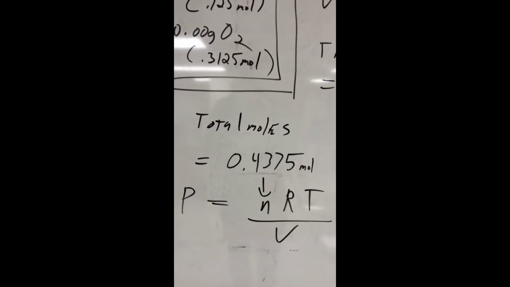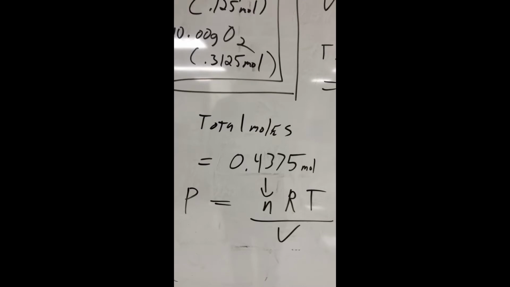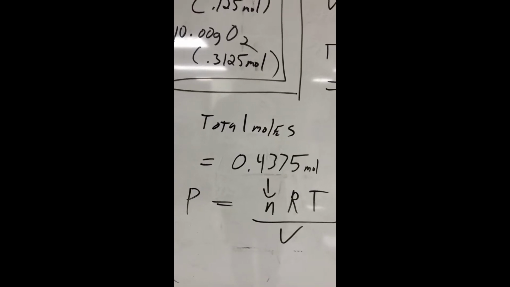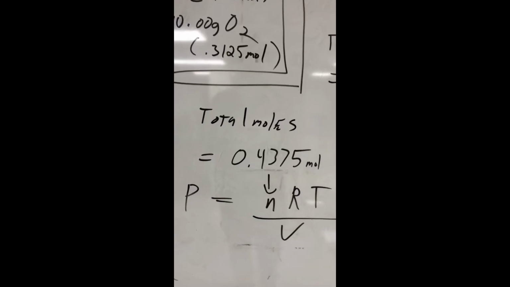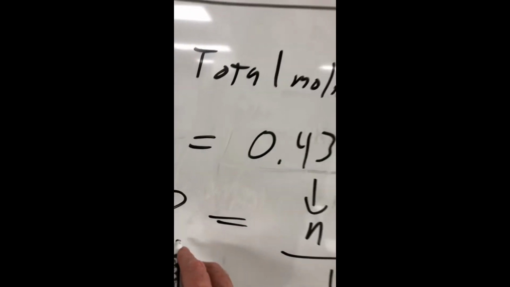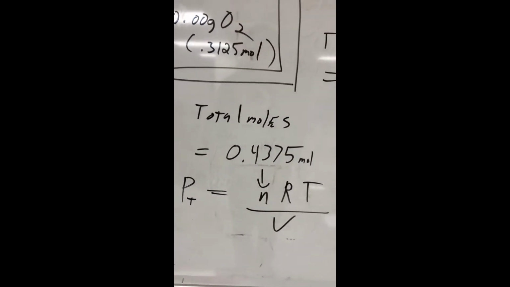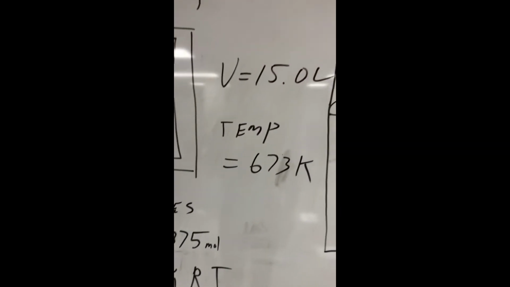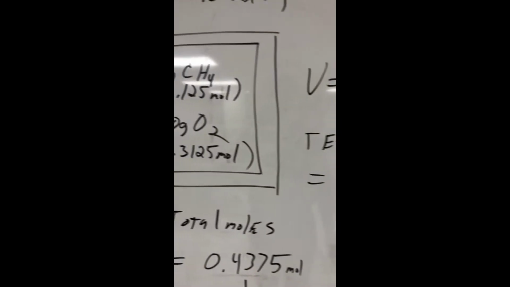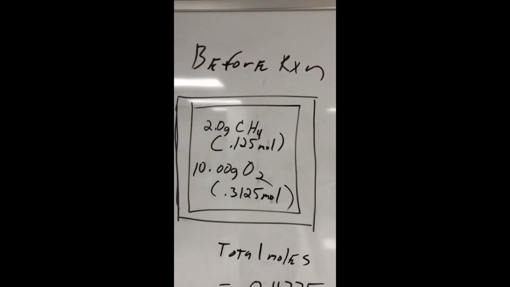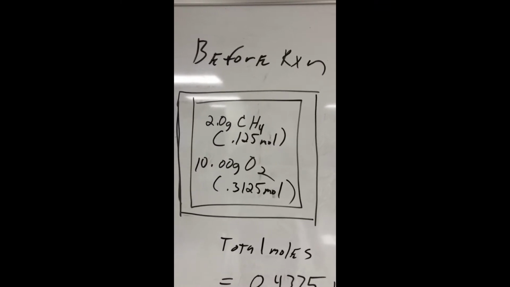And then we multiply by R, the constant, 0.0821 liter atmospheres per mole Kelvin, multiply by the Kelvin temperature and divide by the volume, and we can get the total pressure. So let me mark here total pressure. That's important. Notice there's our volume and there's our temperature in Kelvin for the initial start of this question. So that's before the reaction.